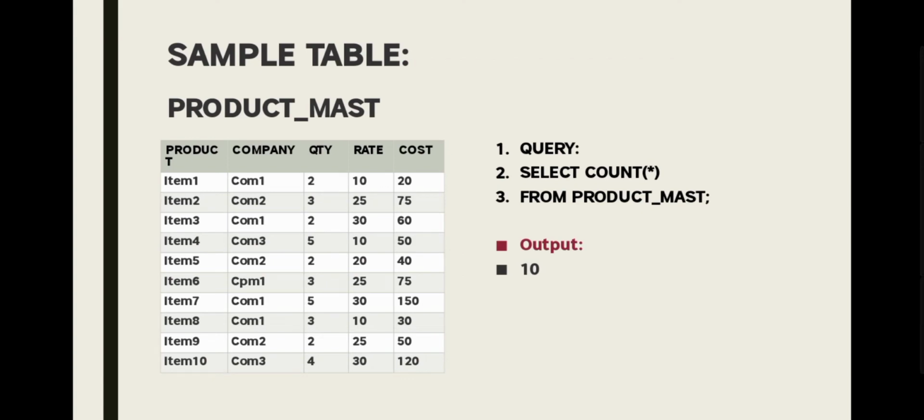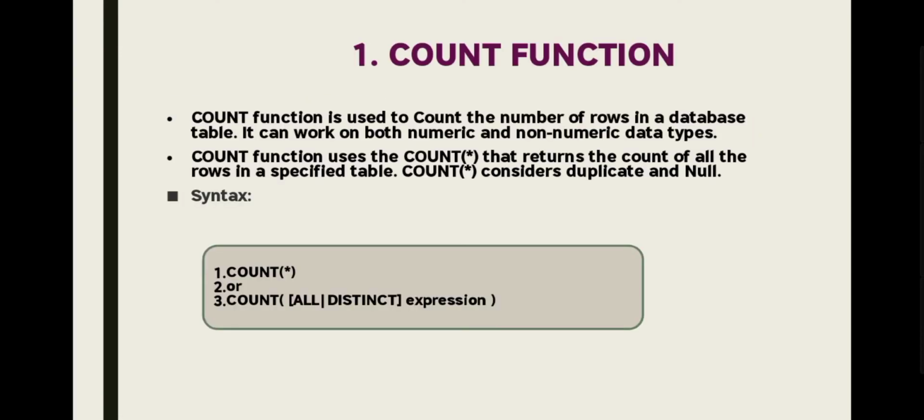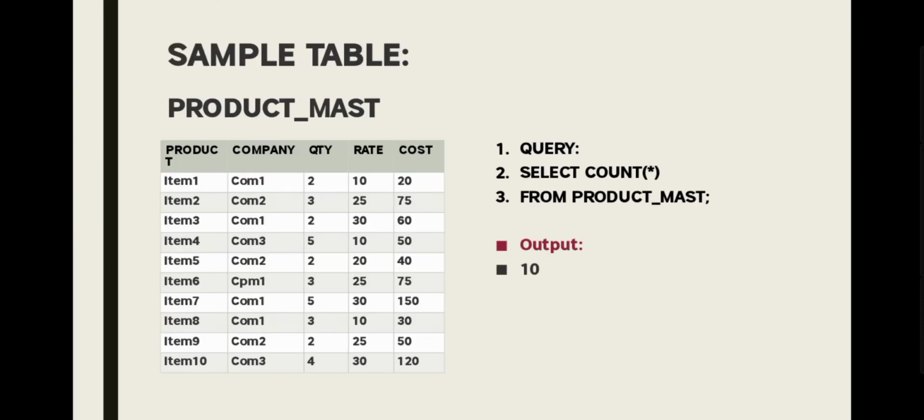The example: the table name is product master. Query is SELECT COUNT(*) FROM product master. The query is used to count, COUNT(*) returns the count of all the rows in the specific table. So all the rows in the specific table. So the output is 10. There are 10 rows in the table.